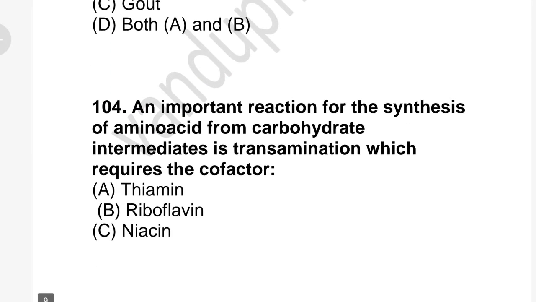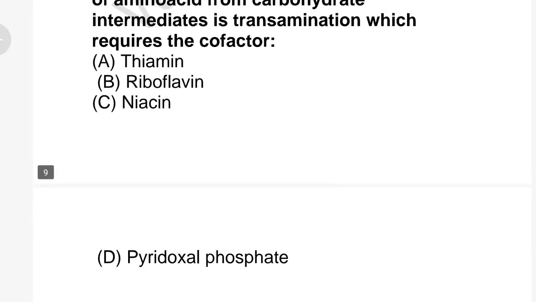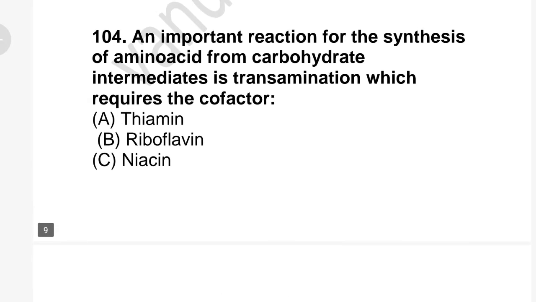An important reaction for the synthesis of amino acid from carbohydrate intermediate is transamination, which requires the cofactor option A thiamine, option B riboflavin, option C niacin, option D pyridoxal phosphate. Right answer is option B.